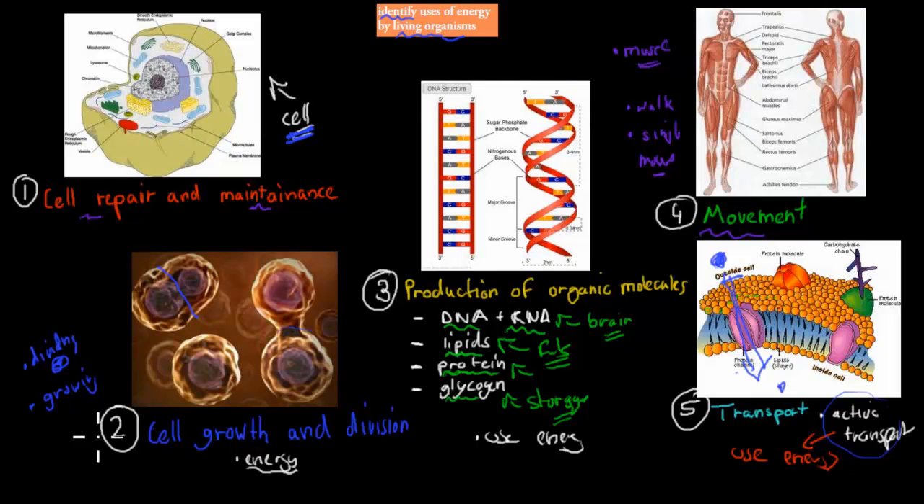Cell growth and division. We need to make new cells on a daily basis, millions of them, and that requires energy as well. We need to produce organic molecules such as DNA, RNA, lipids, proteins, and glycogen, and all of that uses energy. We need to move, so just walking around, just generally moving our muscles, even when we're just sitting and doing anything, that requires energy. So movement requires energy. And transport, especially the active transport type, when we're getting stuff across which would usually not go, but we're using energy to make that happen.